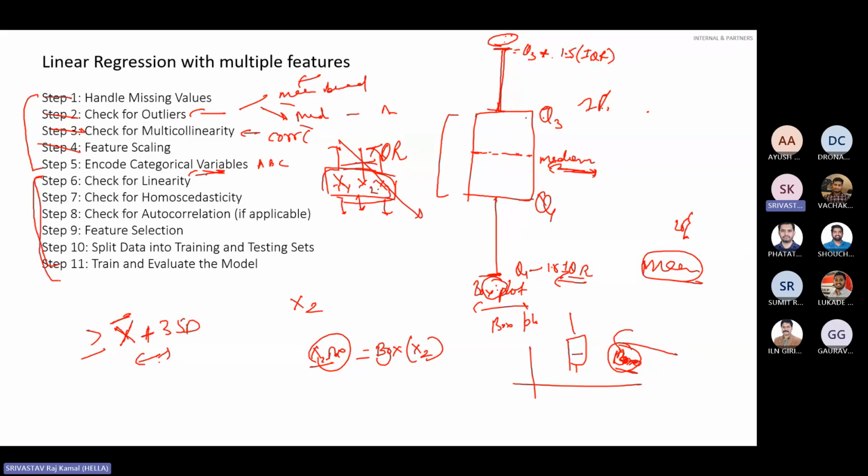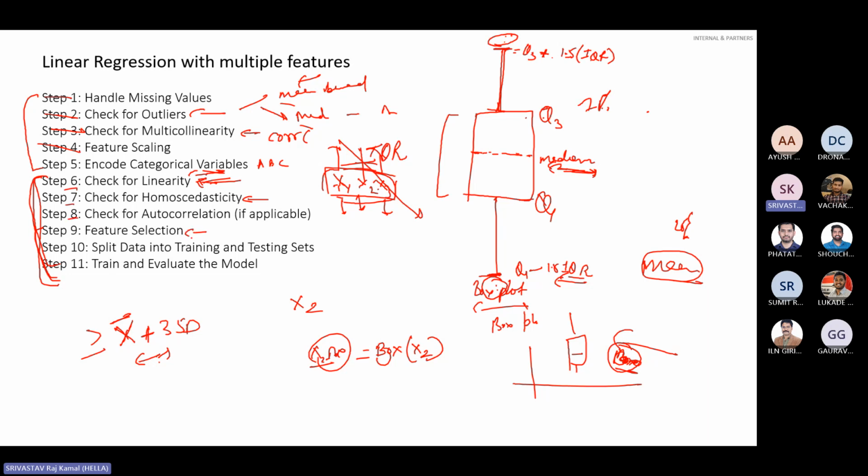This makes sure whether we are supposed to apply linear regression: check for the linearity, check for the homoscedasticity. Again, all these steps are optional, guys. I mean 9, 10, 11 are pretty much simple. So let's exclude 6, 7, 8 for now.